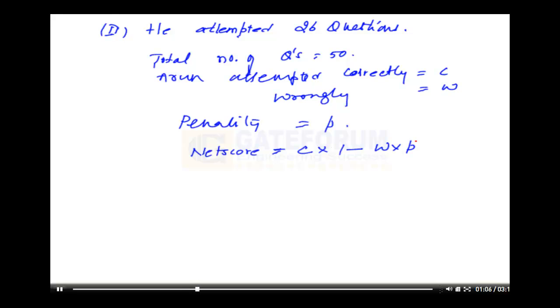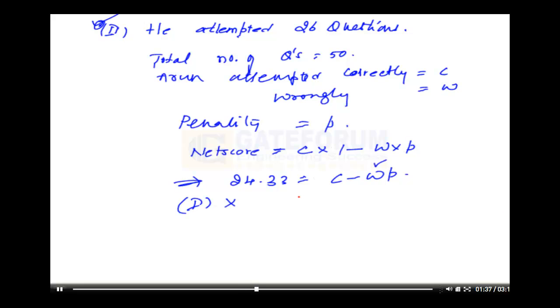Now come to statement 1. Statement 1 is his net score was 24.33, so that implies 24.33 is C minus WP. Now we have to find the number of answers attempted wrongly, that is W. In this equation we have 3 variables. Now only if we know 2 variables can we find the third variable, but we have no information about the penalty and correct answers, so we cannot answer this question by statement 1 alone.